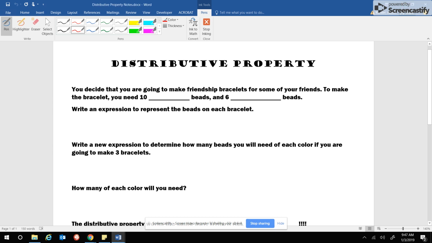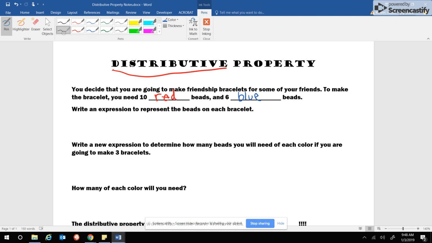All right, the property we're going to look at today is called the distributive property. The best way to explain this is using friendship bracelets. I know it sounds a little weird, but it kind of helps you understand what's going on. So up here at the top, it says you decide that you're going to make friendship bracelets for some of your friends. To make the bracelet, you need 10, let's go with red beads, and 6 blue beads. So each bracelet I'm going to make, I need 10 red and 6 blue.